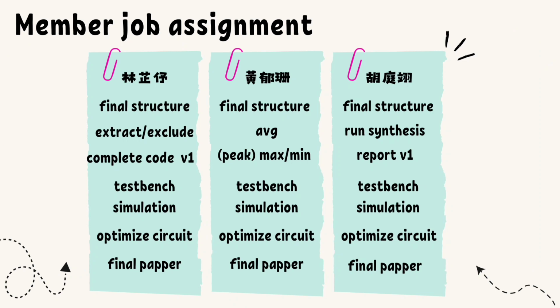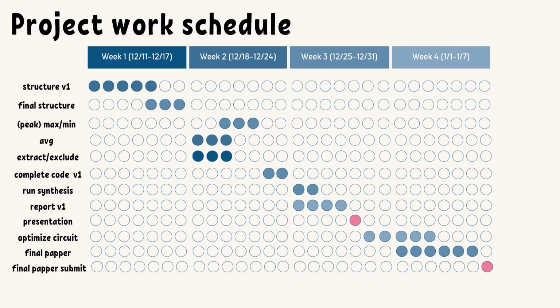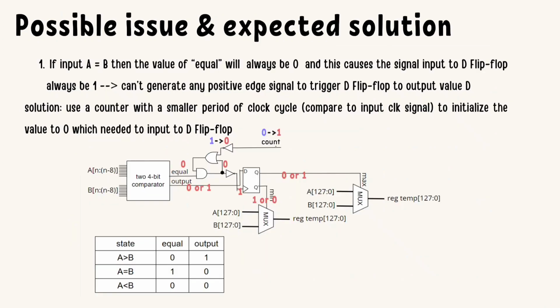This is the member job assignment of our group. This is the project work schedule of our group. Finally, the possible issues and expected solutions.